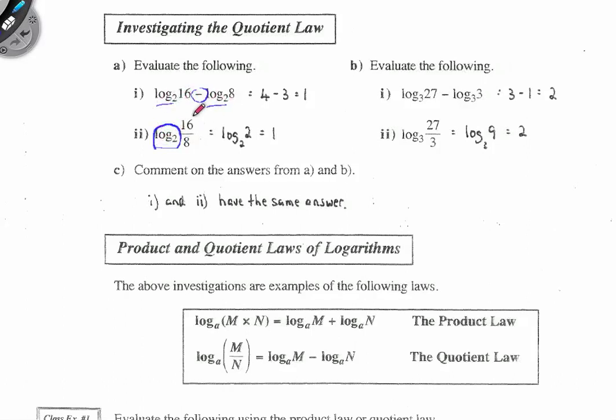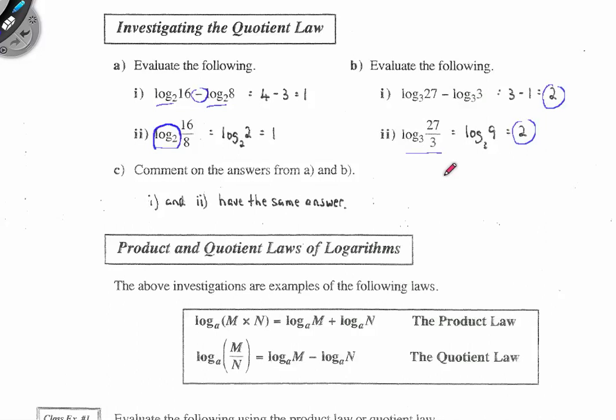If we log 16 over 8 using the base 2 as above, we find that this is really 2. And we know that log 2 base 2 is 1. So we're getting the same answers here. We'll get the same answer over here as well when we subtract these two separate logs and compare it with the single log 27 divided by 3. You might want to pause the video and just look at that.